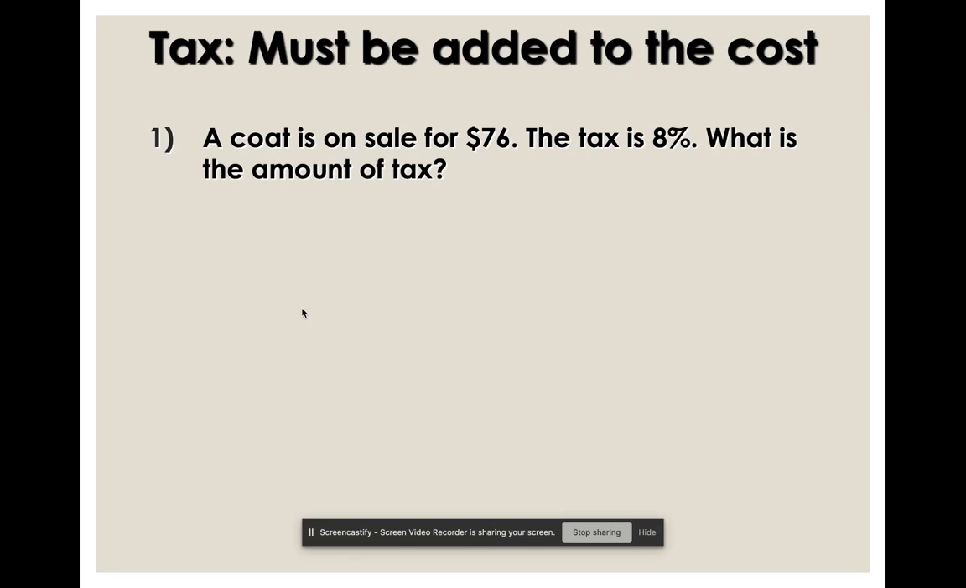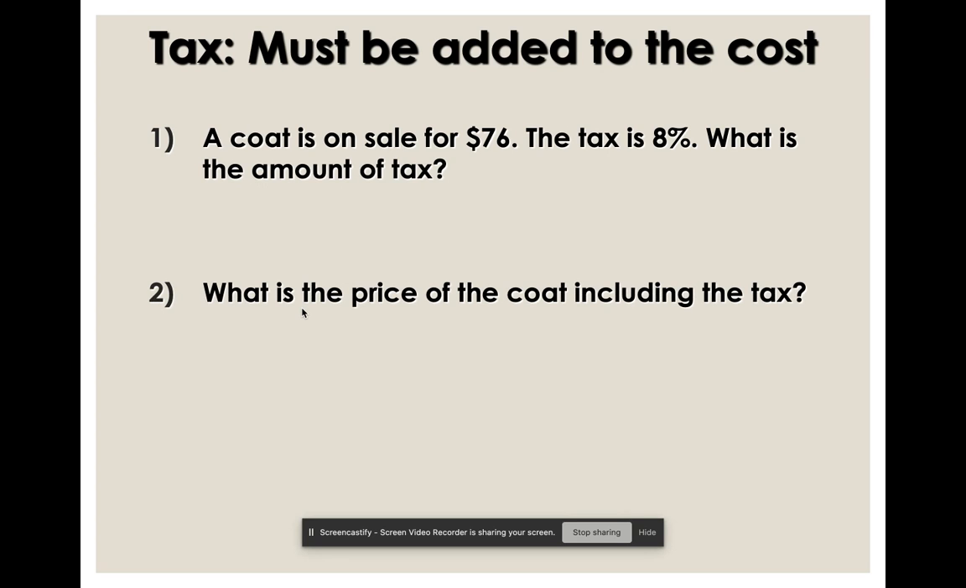All of those things you can use the same setup for. So in this case, it's on sale for $76. We know that that is the whole. We don't know the part. We know the percent is 8 over 100. So we can set that up, or we can again take 76 and multiply that by 8%. That would give us a tax of $6.08.